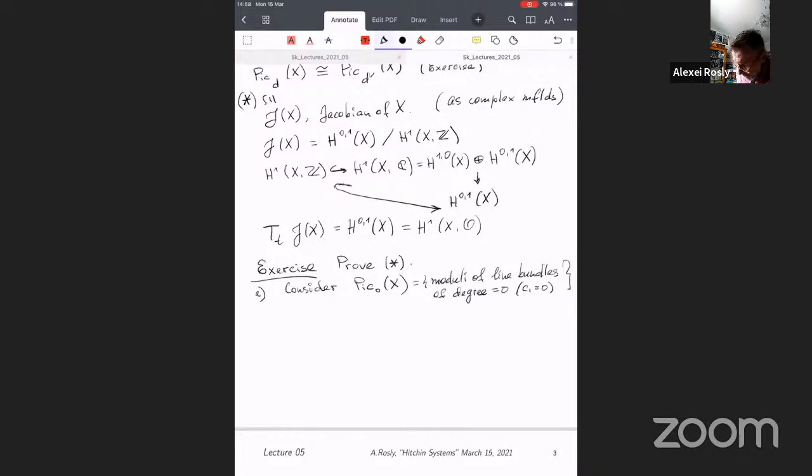So in a global trivialization, any d-bar connection is described as an operator of such a shape, where a-bar is a global (0,1)-form.